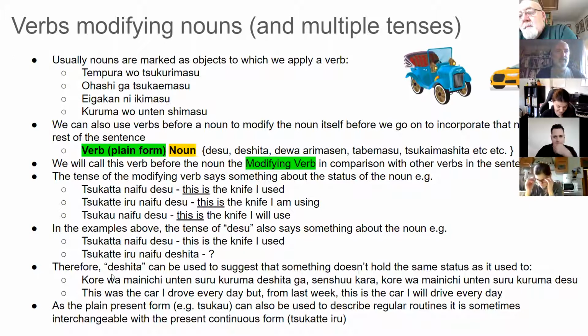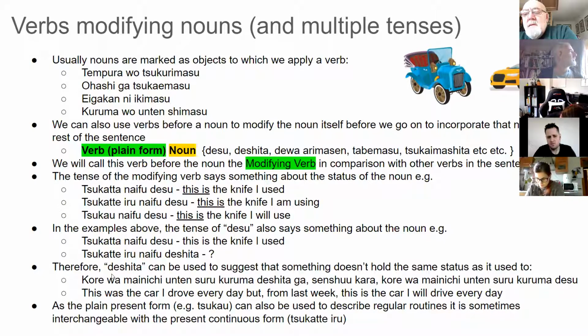Yes. So, Toby, does that? I doubt that answers the question, but do you want to ask again? Yeah, I'm a little bit confused. If you have a double past, if, for instance, if you have tsukatta knife deshita, how this would affect the meaning. This was the knife that I used.